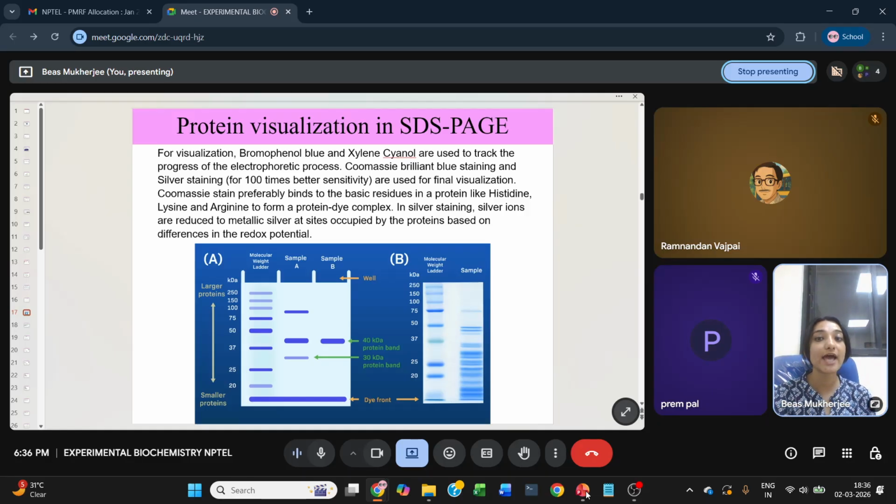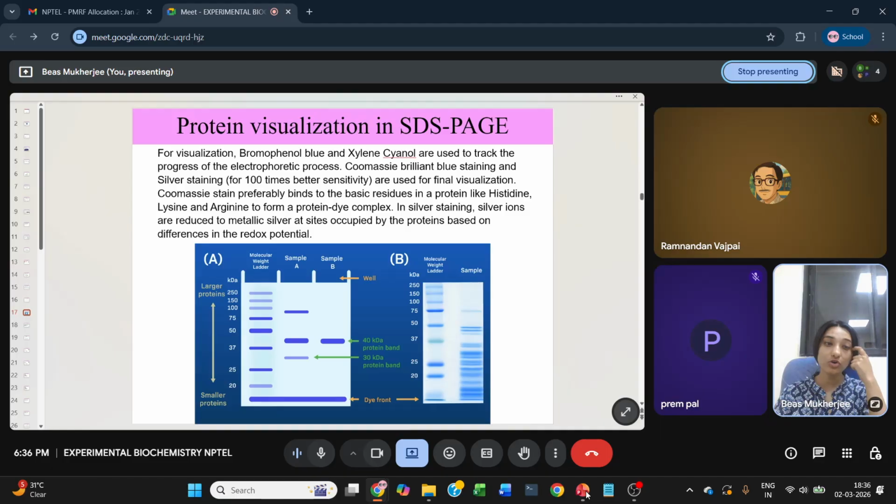So staining solution has Coomassie brilliant blue in it. It has acetone, it has other different components. Okay, so Coomassie brilliant blue stain and silver staining, which is a lot more sensitive, 100 times more sensitive compared to Coomassie stain, they are used for the final visualization. So Coomassie stain preferably binds to basic residues in a protein such as histidine, lysine and arginine to form a protein dye complex. In the silver staining, silver ions are reduced to metallic silver at sites occupied by the proteins based on the difference in the redox potential.